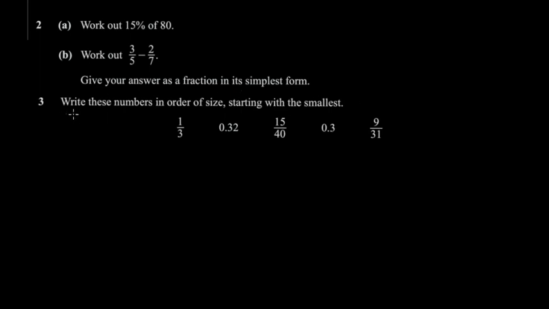Okay, so we're starting with question 3. It says write these numbers in order of size, starting with the smallest. So if you want to compare any numbers in maths, then you actually have to have the same denominator for them. Okay, so that's the simplest one. And if you have a calculator, this one will be paper one, so you're not allowed to use any. But if you had a calculator, then you just convert these to decimals, and then you're able to compare them very, very easily.